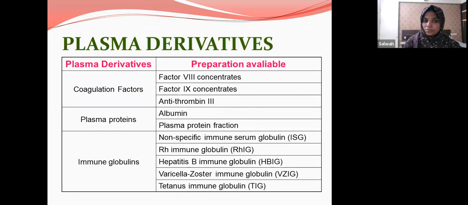Now we also have plasma derivatives. These are prepared industrially. So it includes coagulation factors, plasma proteins, immunoglobulins. And coagulation factors include factor 8 concentrate, factor 9, and antithrombin 3. Plasma proteins include albumin and plasma protein fraction. Then immunoglobulins include non-specific immune serum globulin, Rh immune globulin, hepatitis B immune globulin, varicella zoster immune globulin, tetanus immunoglobulins.